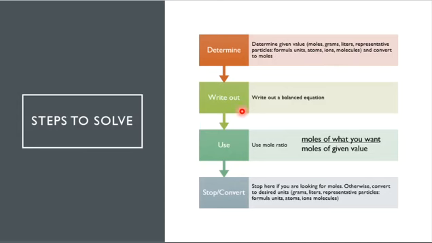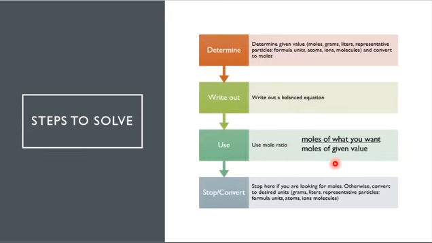Okay, also make sure you have a balanced equation before you begin. Oftentimes you will be given a balanced equation, but in the problems that we're going to do together today, you will be asked to write out the balanced equation yourself. Next, you want to use your mole ratio. So that's why it's so important to have a balanced equation. The mole ratio will use coefficients from the balanced equation in the dimensional analysis setup.